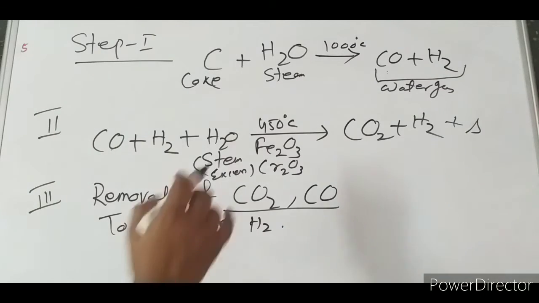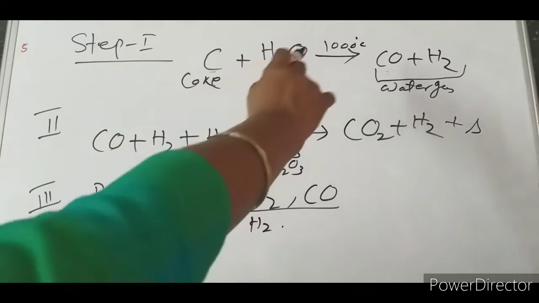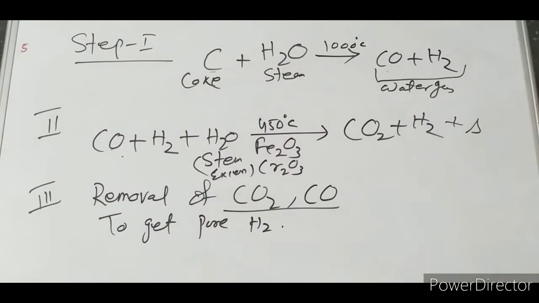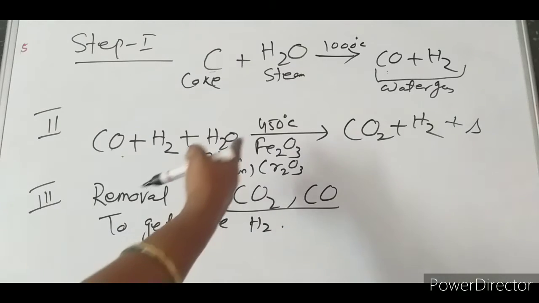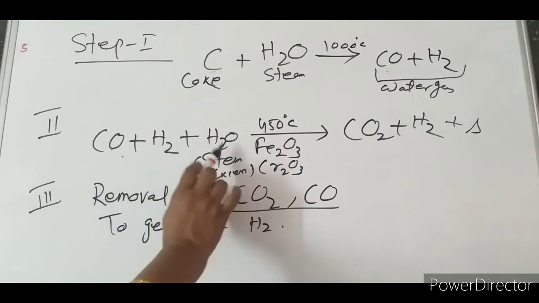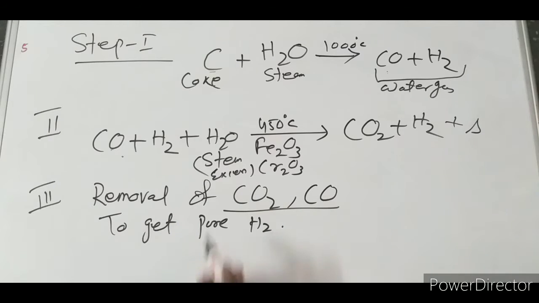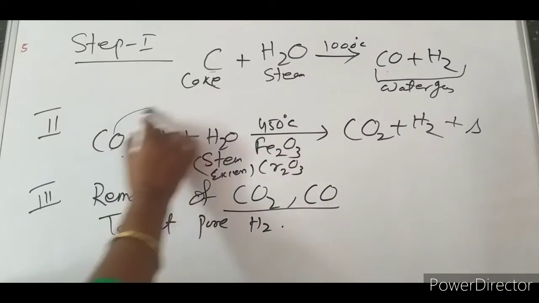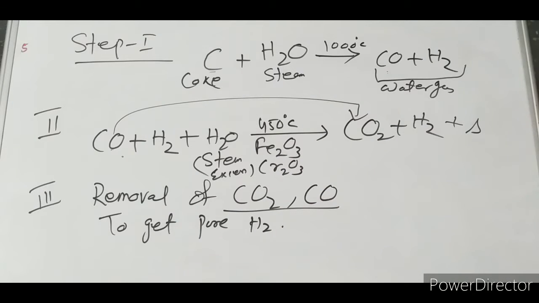Okay, so in the first step, steam passes over coke at 1000 degrees Celsius and water gas is produced. This water gas is passed with excess steam, so the temperature is reduced and we get carbon dioxide. Not all the carbon monoxide is changed to carbon dioxide; some of it is still there. So to get pure hydrogen we have to remove carbon dioxide and carbon monoxide from this mixture.